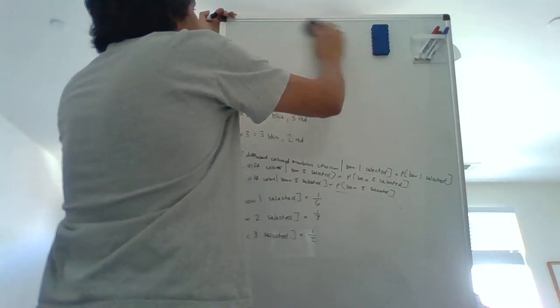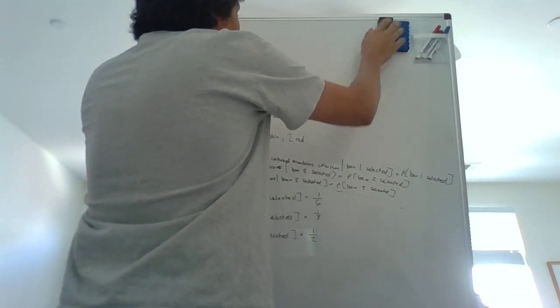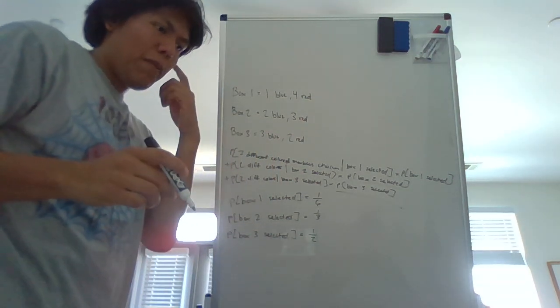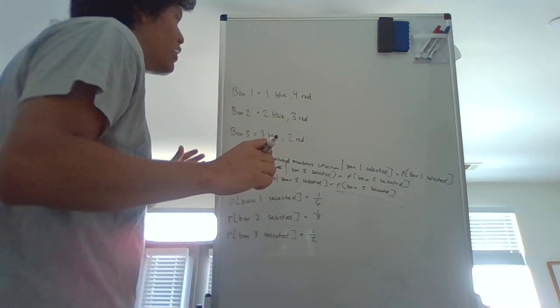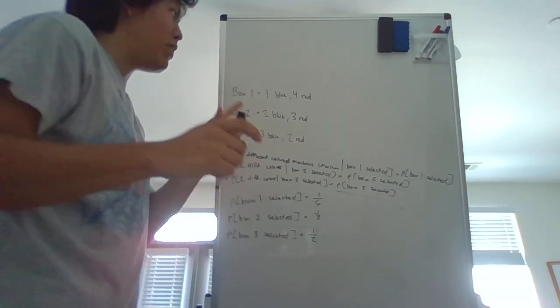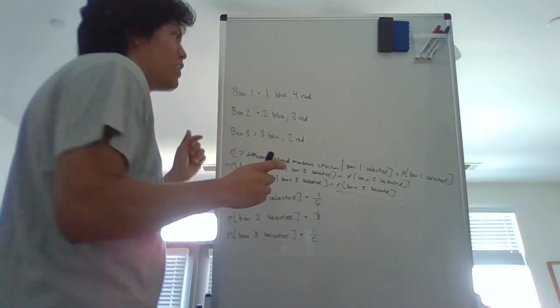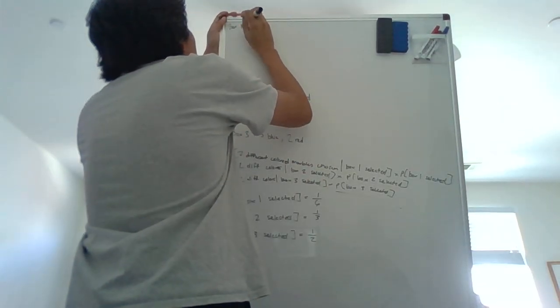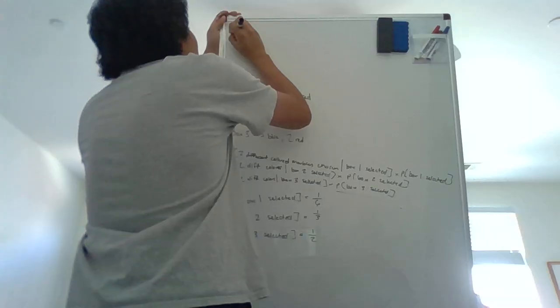I think I might be able to explain this in a different way. Okay. So in box 1, if we pull the blue marble out first, okay, so box 1, scenario 1.